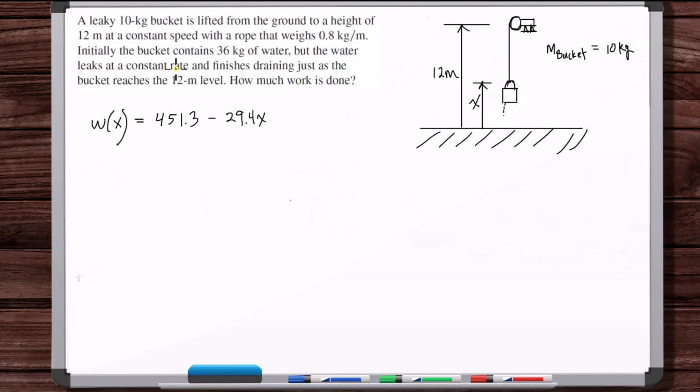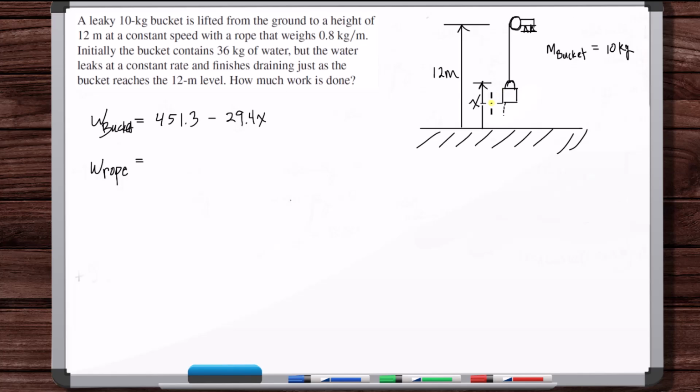Okay, but wait, though. I want to put here weight of bucket, because this isn't the total force we're dealing with. They're asking for the work required to lift the bucket and the rope. So what's the weight of the rope as a function of x? The rope weighs 0.8 kilograms per meter. So when x is equal to 0, you've got 12 meters of rope.